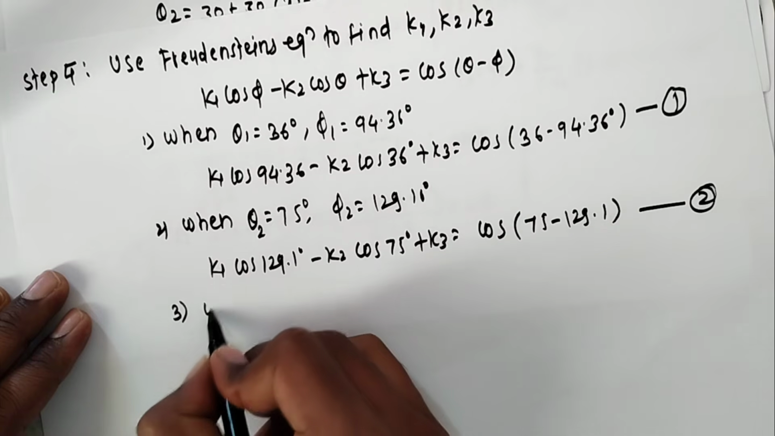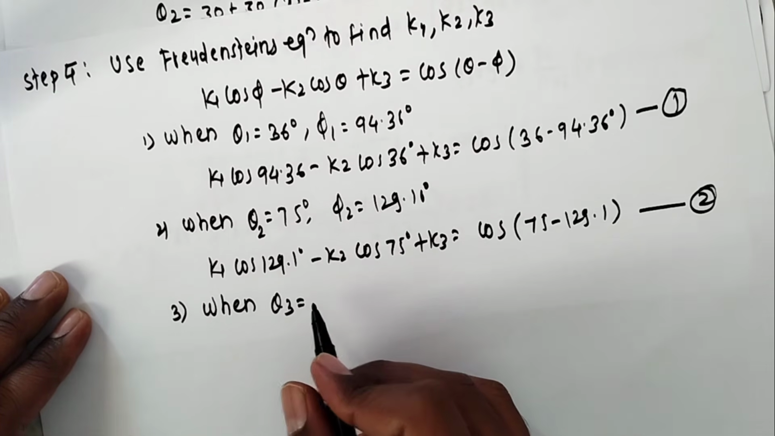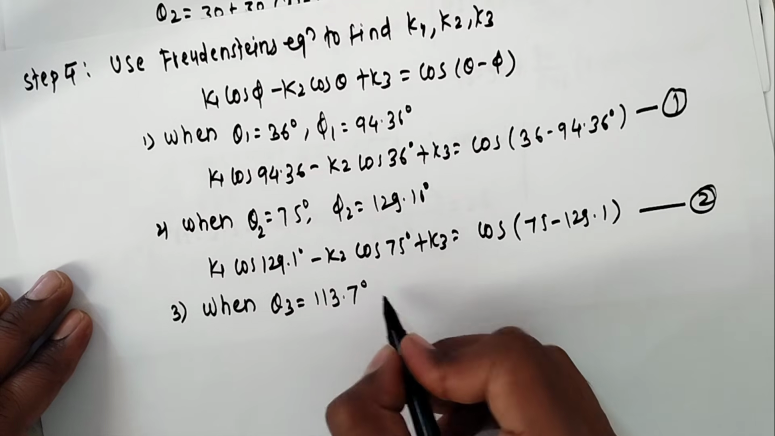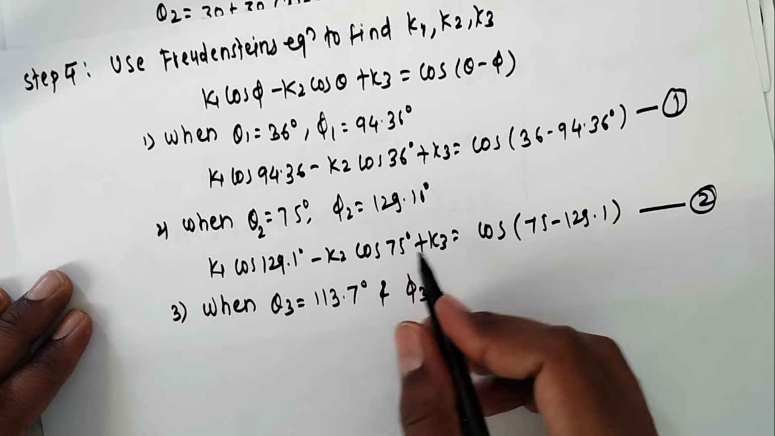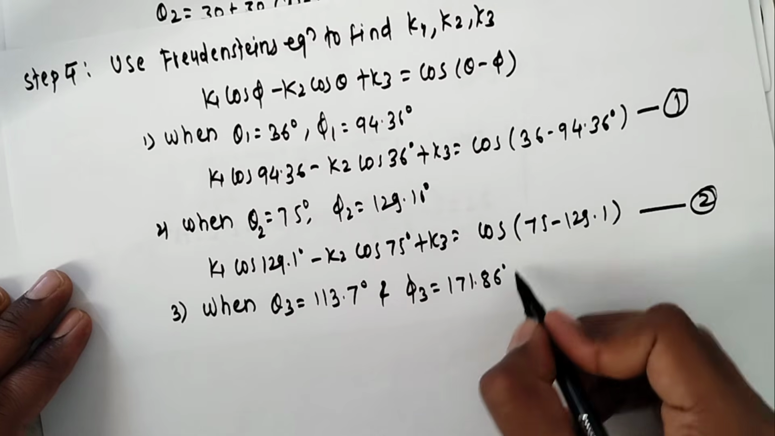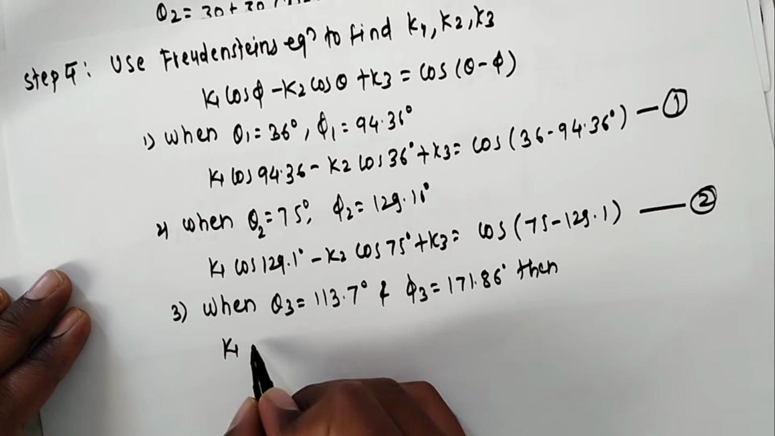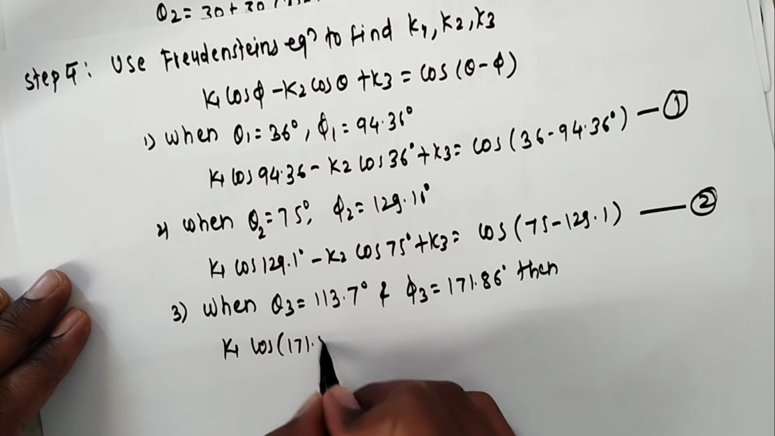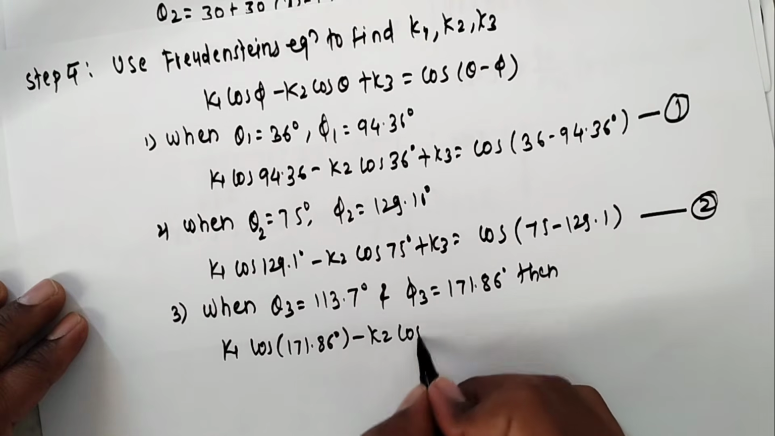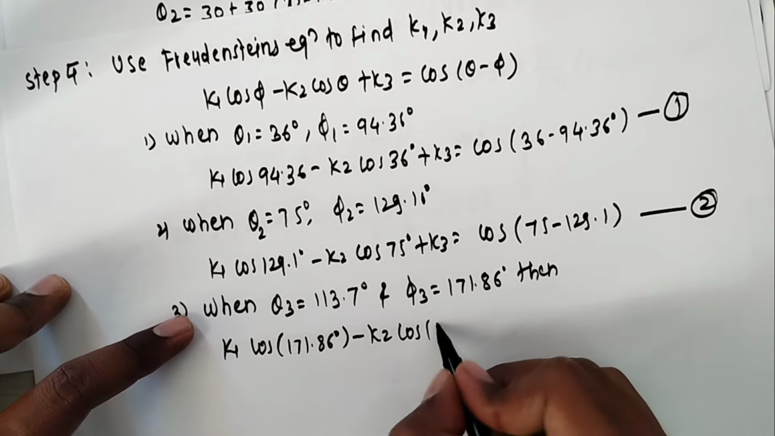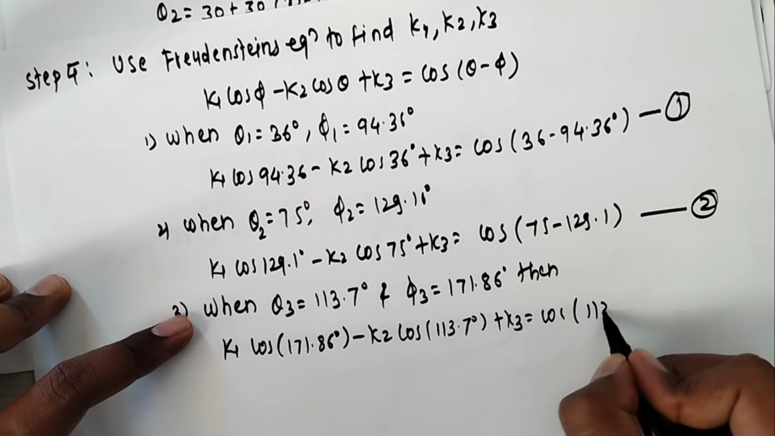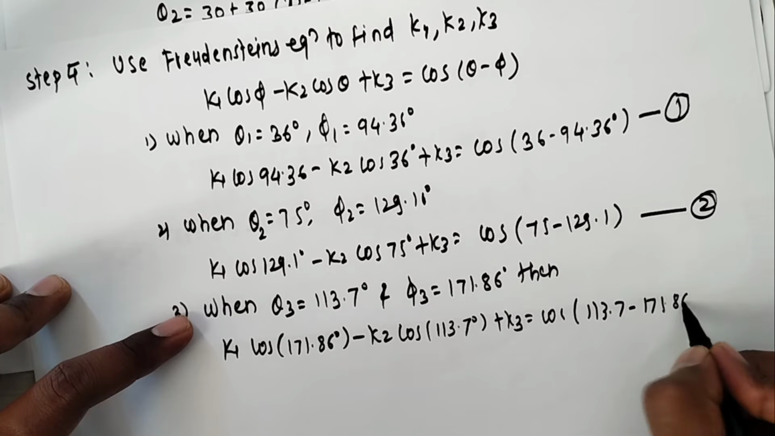Similarly, for the third position, when theta 3 is equal to 113.7 degrees and phi 3 is equal to 171.86 degrees, then our equation is k1 cos of 171.86 minus k2 cos of 113.7 plus k3 is equal to cos of 113.7 minus 171.86.